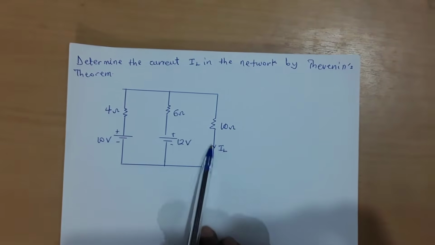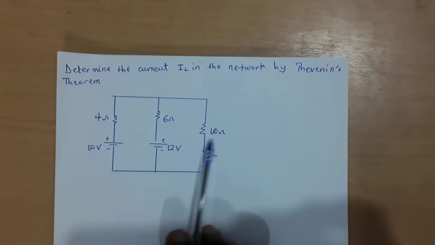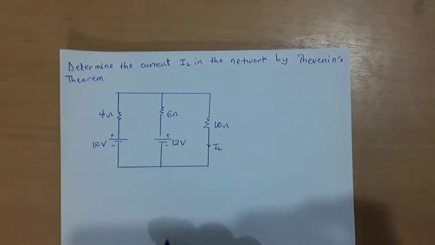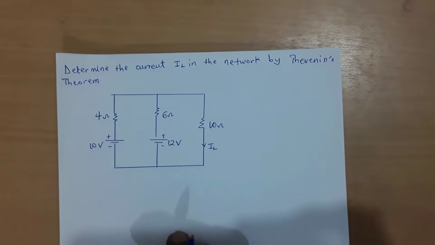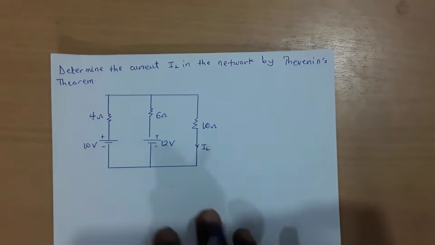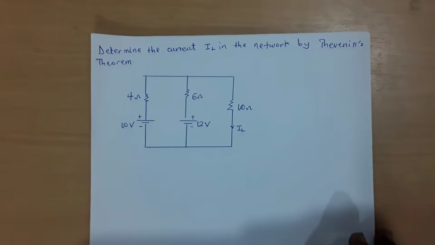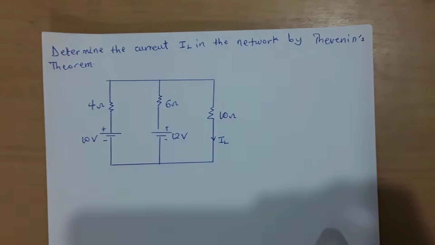So this is the IL here. So it means we are trying to find the current through this 10 ohm resistor. And we know that in Thevenin we need to find our RTH and our VTH, and then we can find the current IL. So I'll start by finding my RTH, and this is how we find RTH.